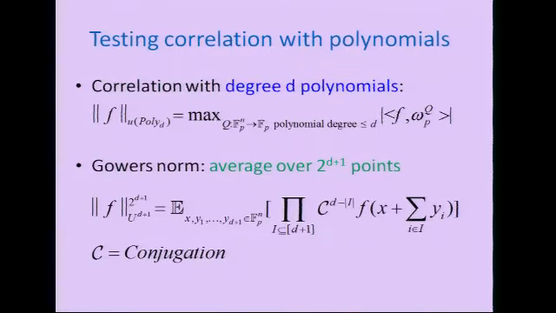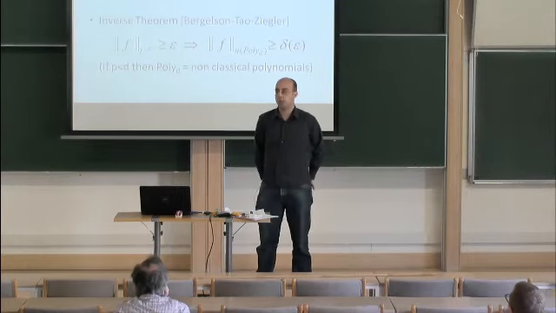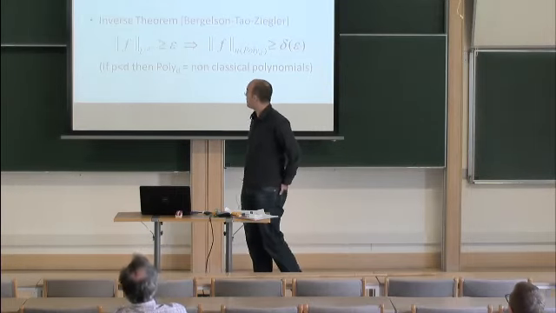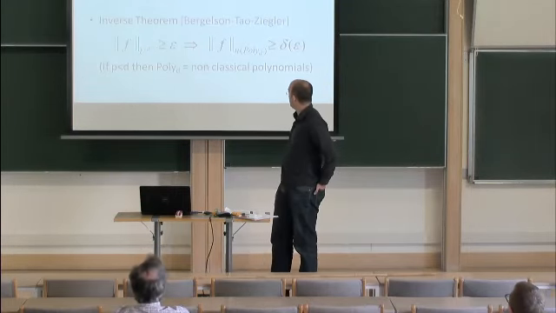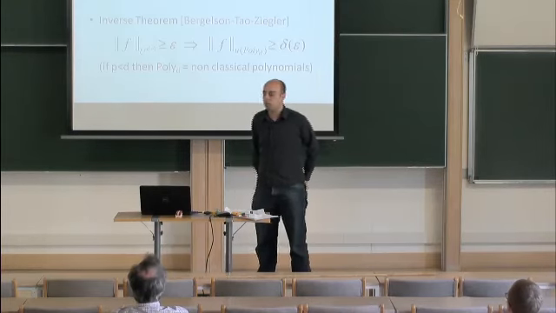And the very surprising phenomenon is that you can use it to really check correlation with degree D polynomials. Well, at least if the fields are not too small. If the field is small, then you need to look at non-classical polynomials, but in this talk I'll only be talking about large enough fields, so we can ignore this issue.